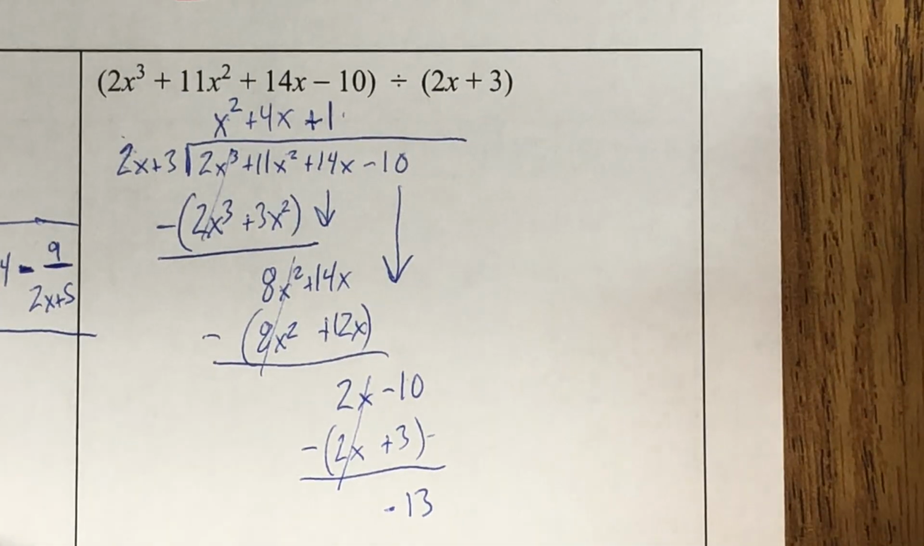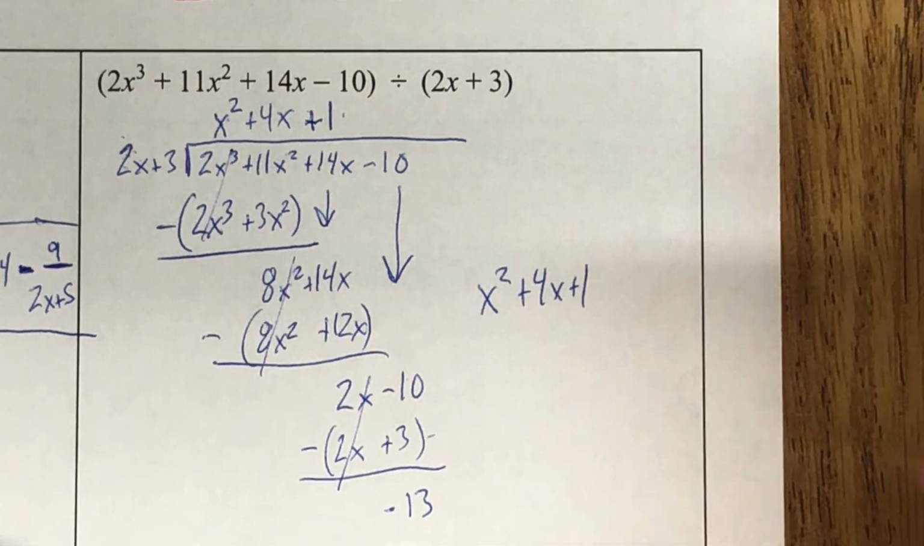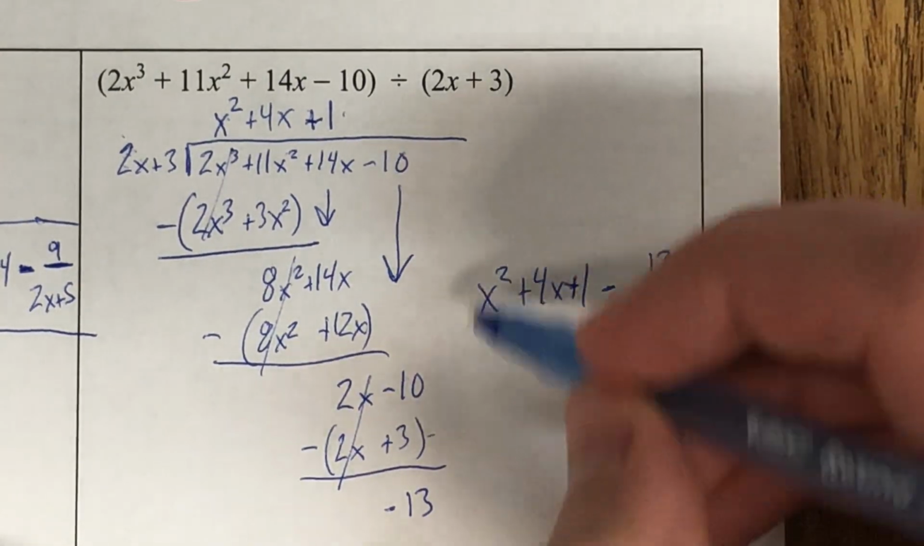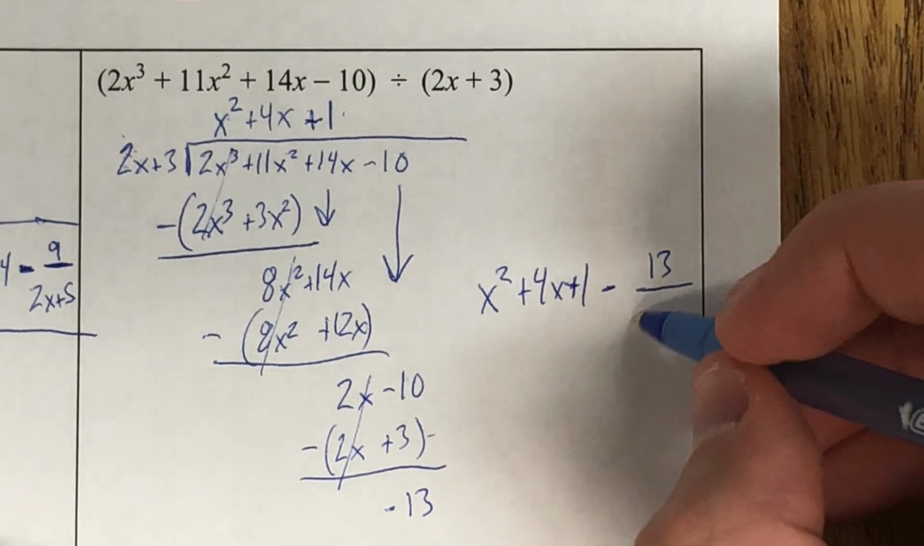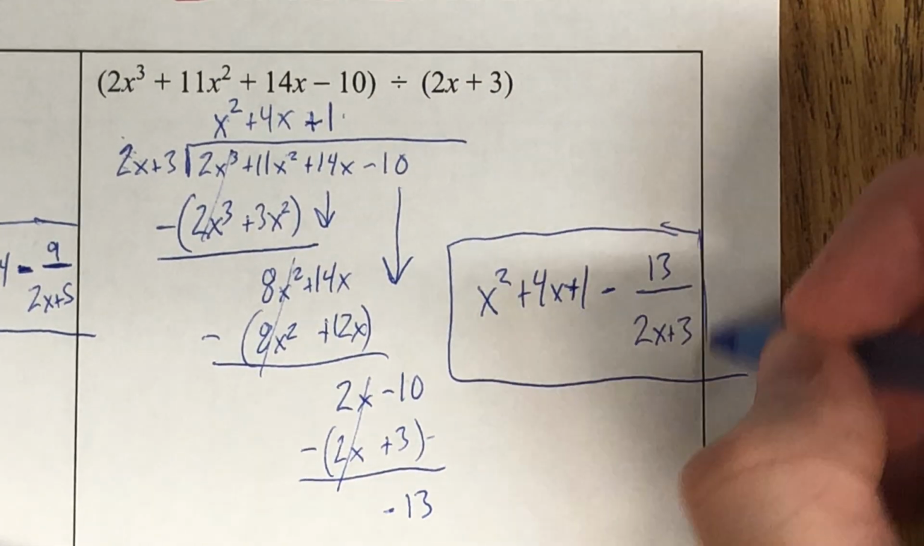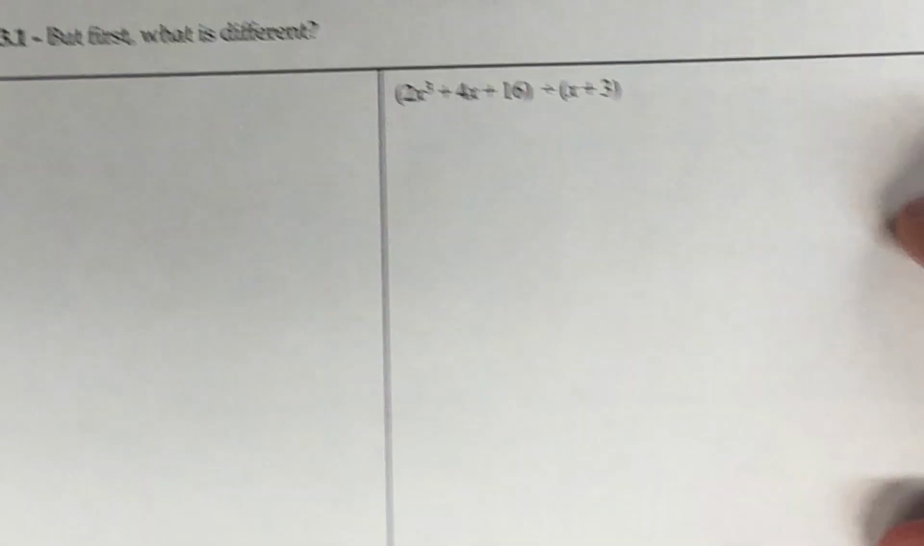So then my final answer is x squared plus 4x plus 1 minus 13 over that 2x plus 3 over what we're dividing by. And that would be our final solution. Okay. All right. A couple more to run through quick.